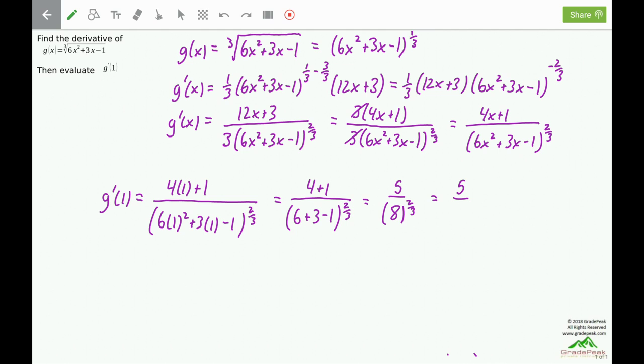We have 5 over, now 2/3 power, that means a power of 2 and a root of 3. So squared and cube root. And it can be done in either order. It's usually easier to do the root first. Let's take the cube root of 8, which is a 2. And then we will take it to the power of 2 or square that, so 2 squared. 2 squared is 4, and we end up with 5 over 4.